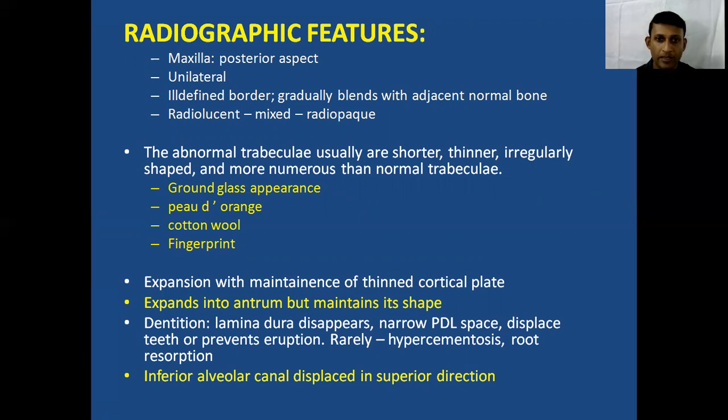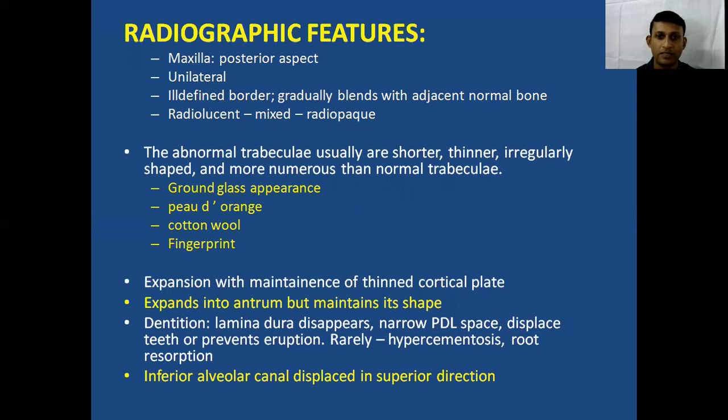The abnormal trabeculae usually are shorter, thin, irregularly shaped, and more numerous than normal trabeculae. So because of that, you can appreciate a ground glass appearance, peau d'orange appearance, that is orange skin appearance, or cotton wool appearance or fingerprint pattern. So these are the normal radiographic appearances with which you can appreciate fibrous dysplasia.